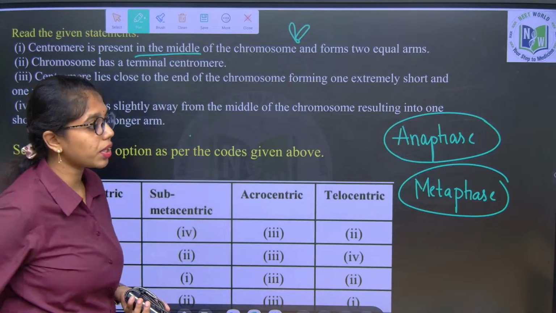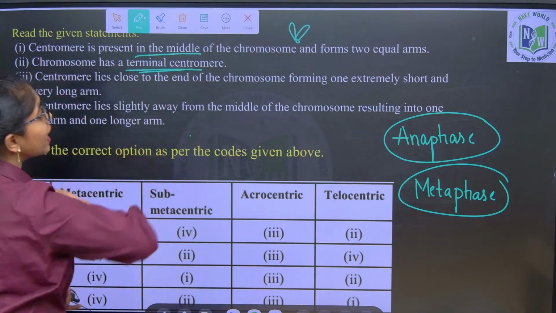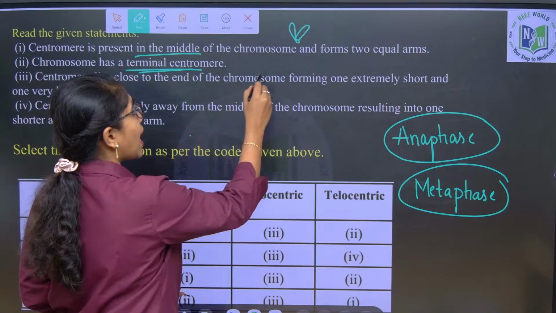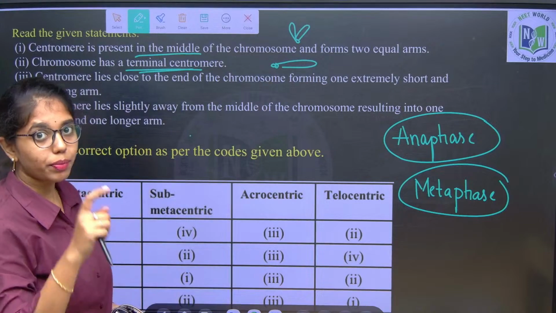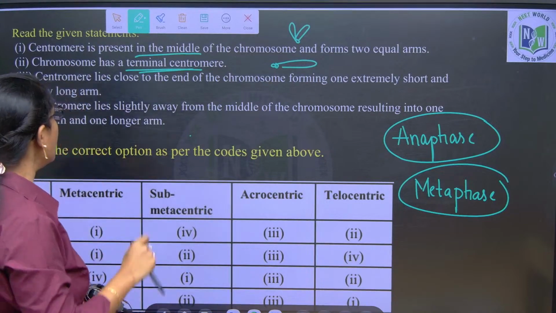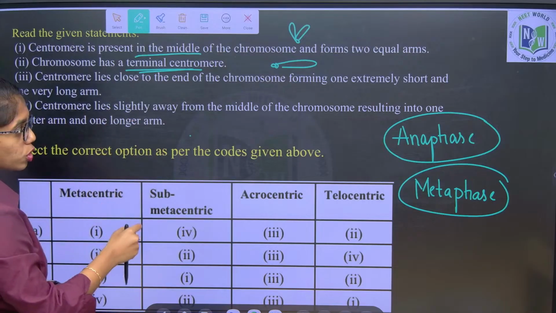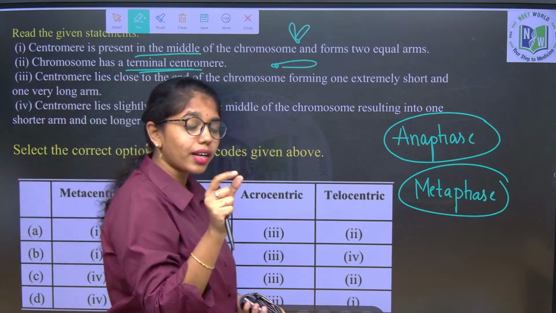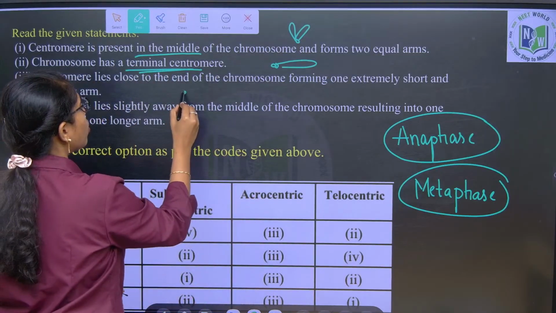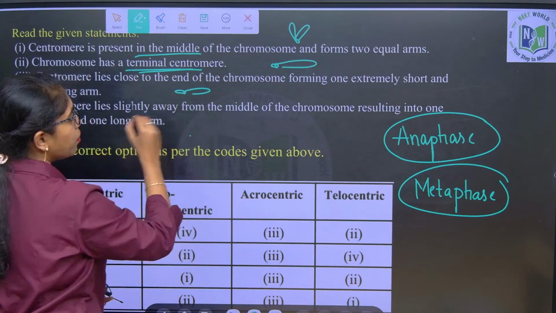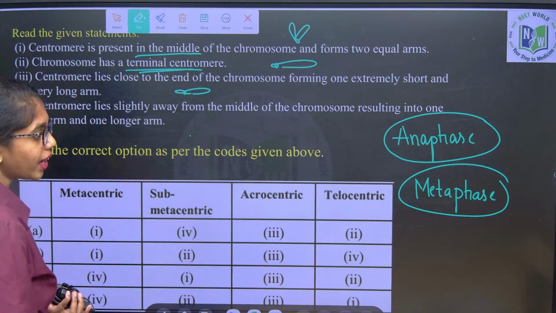It forms what shape? V shape. Now, a chromosome has a terminal centromere. It has a terminal centromere means it is forming a telocentric chromosome, right? It has only one arm of the chromosome. Next, centromere lies close to the end of the chromosome forming one extremely short and one extremely long arm. This is acrocentric chromosome.